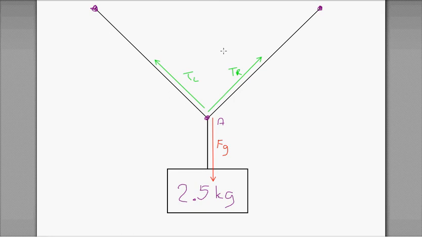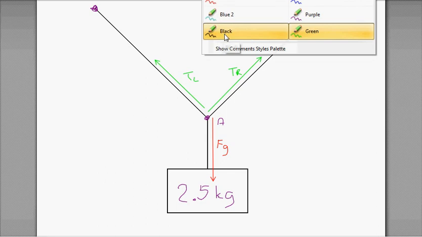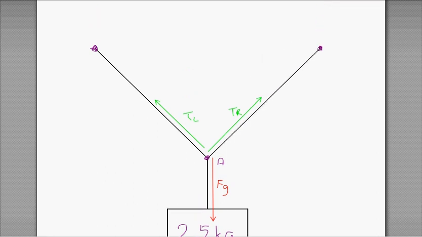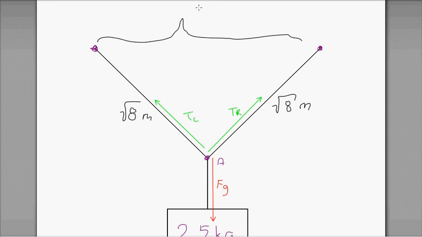Now let's give ourselves some values for these ropes, because we're not going to be able to solve anything unless we have a value. So let's go up a little bit, and let's say this rope here, and I'm going to give myself easy values to work with, is the square root of 8. And this length of this rope, this side here, is the square root of 8 as well. That's meters. And the meters is outside the square root sign. And then let's say from this point here to that point there, let's say that's a total of 4 meters. So from here to here, we have 4 meters.